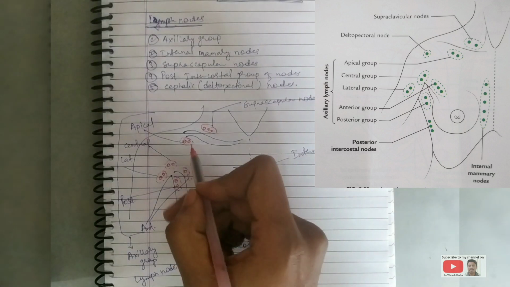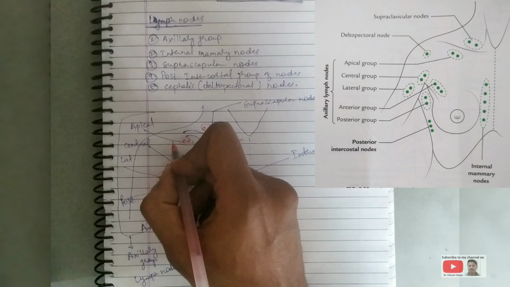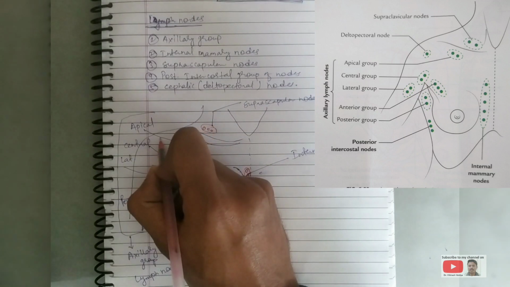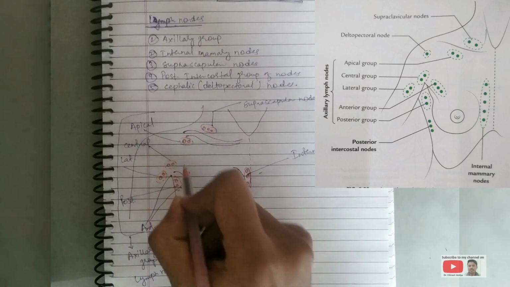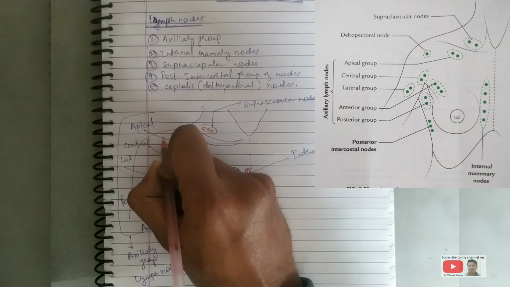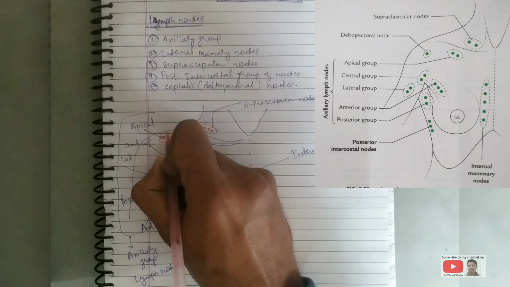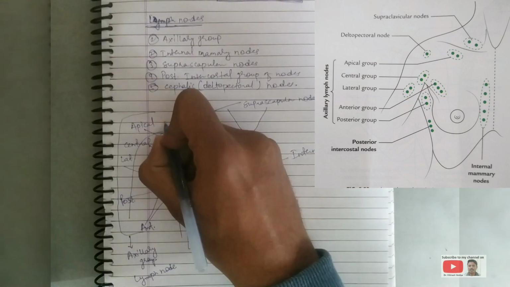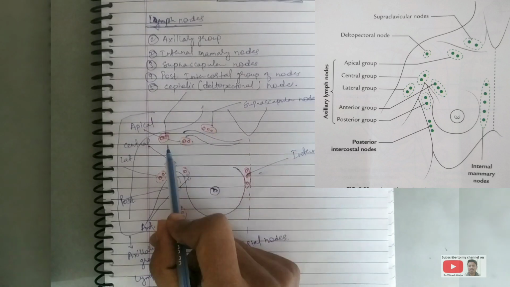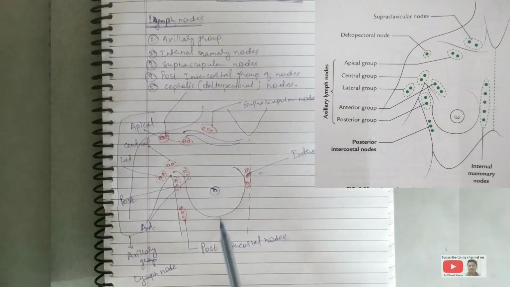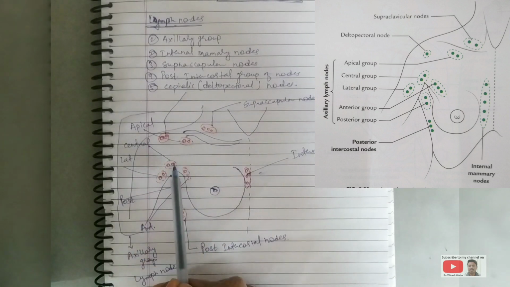As the name indicates, this cephalic or deltopectoral group of lymph nodes is situated in the deltopectoral groove in between the pectoralis major muscle and the deltoid muscle. So somewhere here we have the location of this cephalic or deltopectoral group of lymph nodes. So these are the lymph nodes which are situated near the mammary gland or axilla. This is the axillary group of lymph nodes, that is the apical, central, lateral, posterior, anterior.